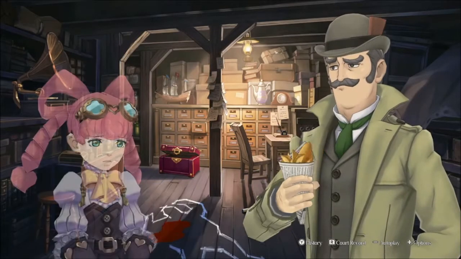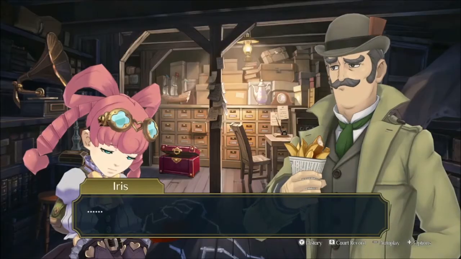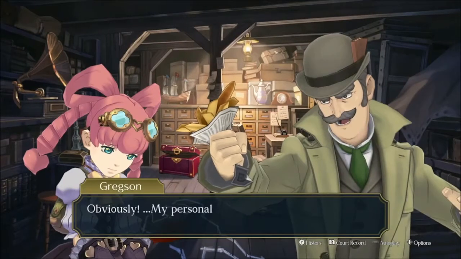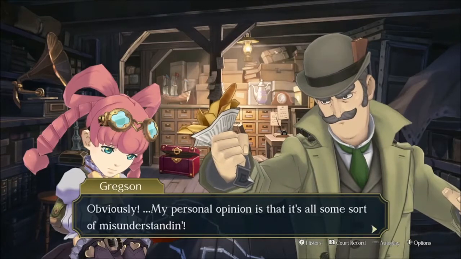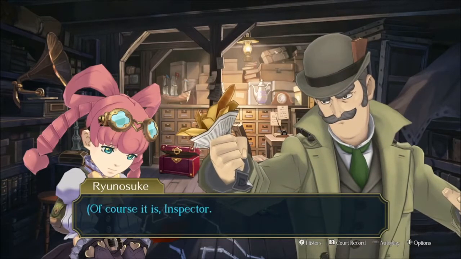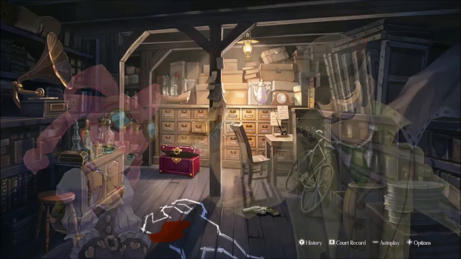But then that leaves the question of what the culprit was doing here. I think the culprit might be one of those two thugs that shot Sherlock Holmes. And they were probably looking for something related to Mr. McGilded.